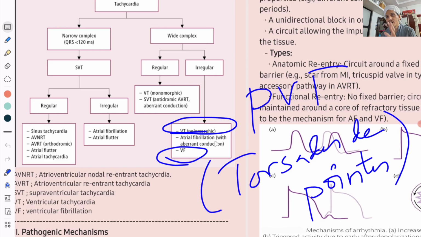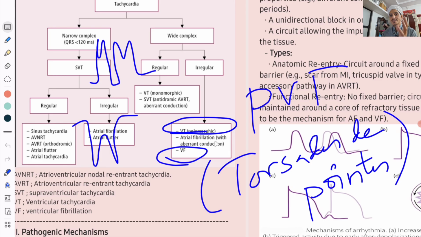Polymorphic ventricular tachycardia. What is polymorphic ventricular tachycardia? Some QRS complexes will be positive, some QRS complexes will be negative. So QRS complexes will be of different morphologies. That's why it is known as polymorphic ventricular tachycardia. Okay, or it can be ventricular fibrillation. In ventricular fibrillation, you will see this type of waves. Okay, fibrillation.